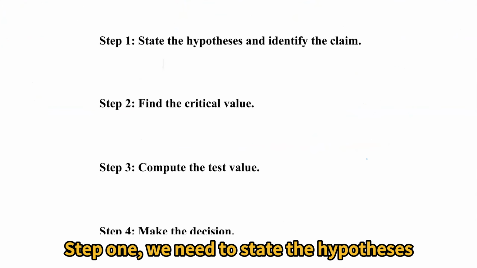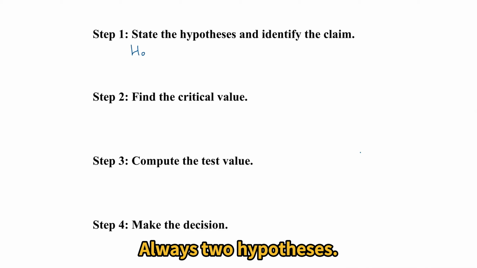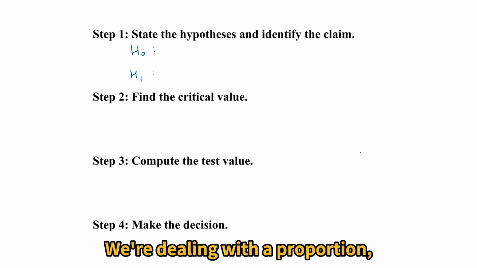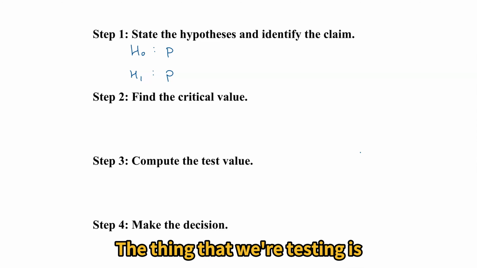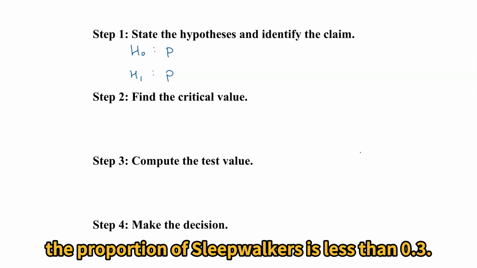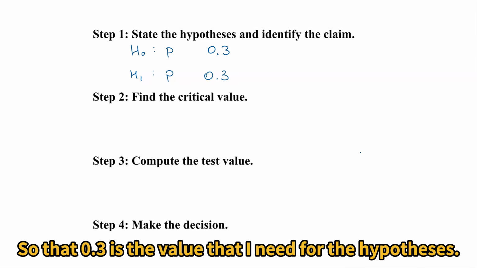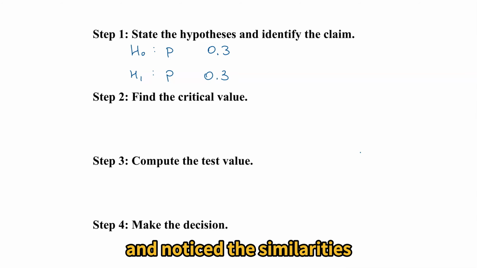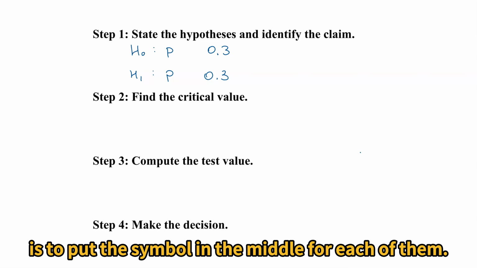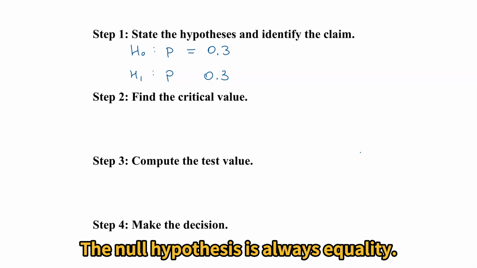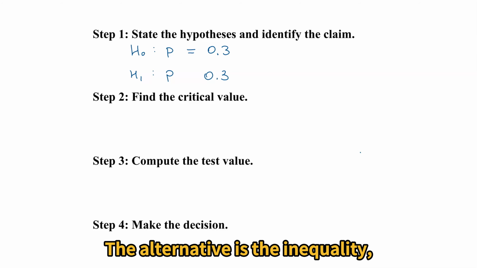Step 1, we need to state the hypotheses and identify the claim. Always 2 hypotheses. We're dealing with a proportion, so our parameter that we'll use is a p. The thing that we're testing is the proportion of sleepwalkers is less than 0.3. So that 0.3 is the value that I need for the hypotheses. I want you to sit for a second and notice the similarities between the 2 hypotheses. The only thing I have left is to put the symbol in the middle for each of them. The null hypothesis is always equality. The alternative is the inequality.